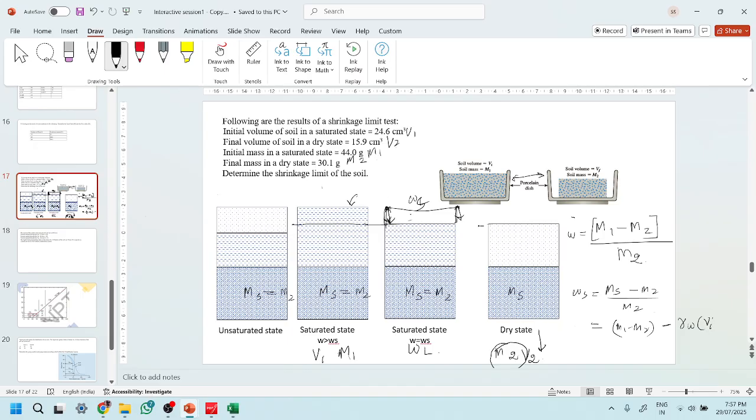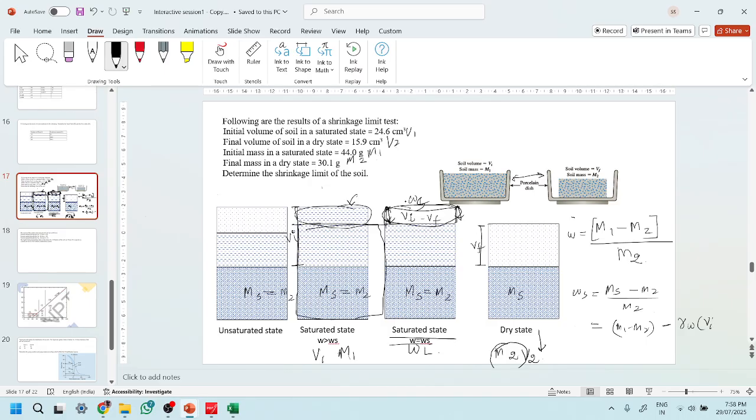So this is the final volume and this is the initial volume. We can say this is V initial minus V final. Can we say that? So now you got this volume. You just have to multiply it by the density of water, subtract this portion from here. You will get your saturated state. Do you understand?